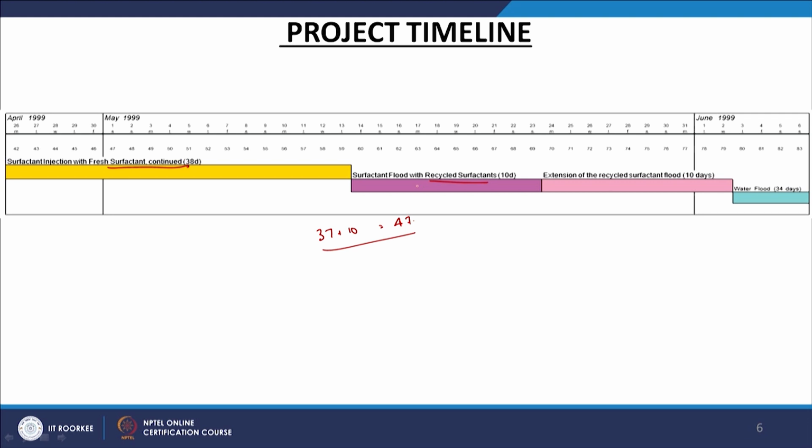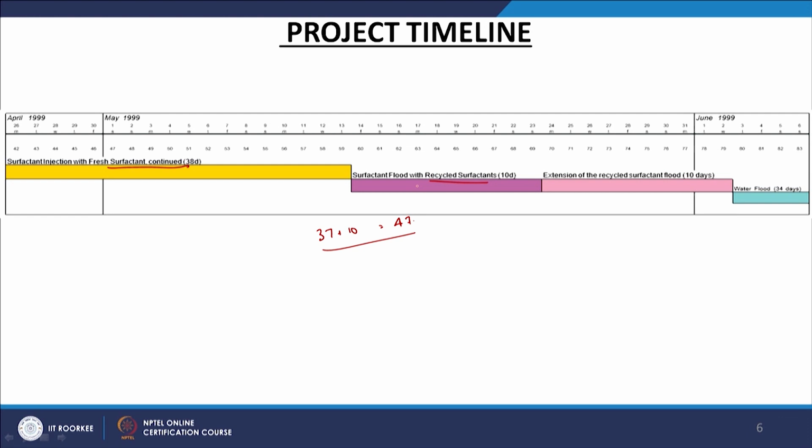That is something to keep in mind. And looks like they again extended the recycle flooding with 10 more days with the recycled surfactant. So, I am now going to end up with 57 days more or less, right. And then they were obviously pumping the surfactant out, and then they pumped water in again for 34 days let us say, right.